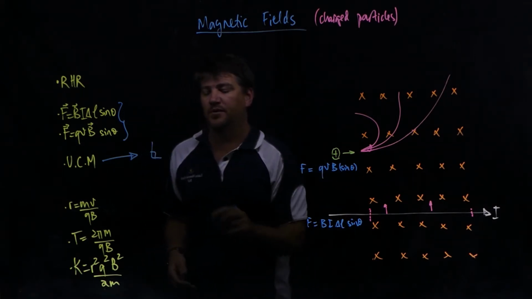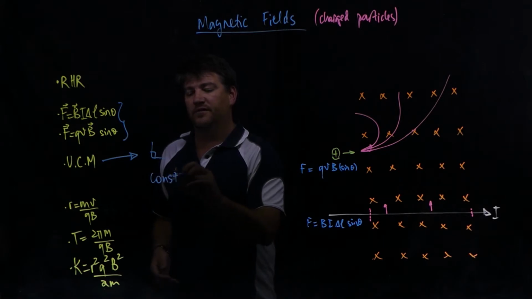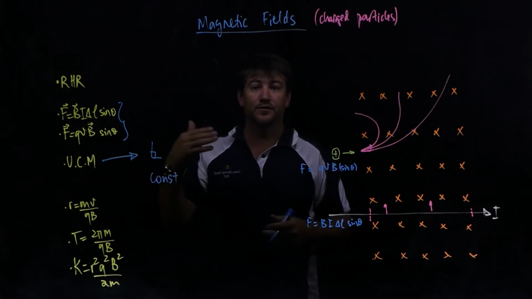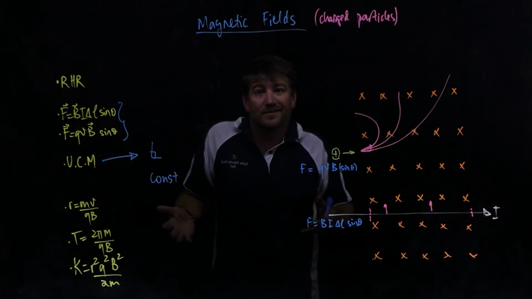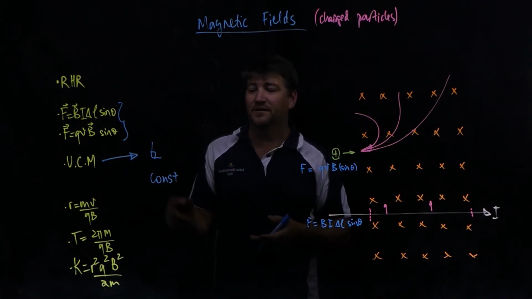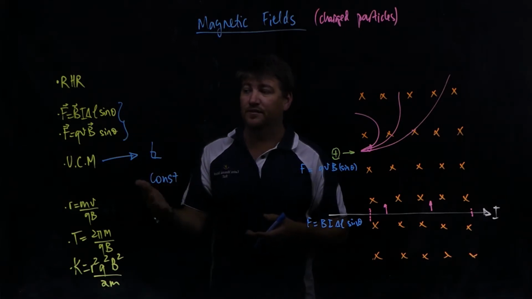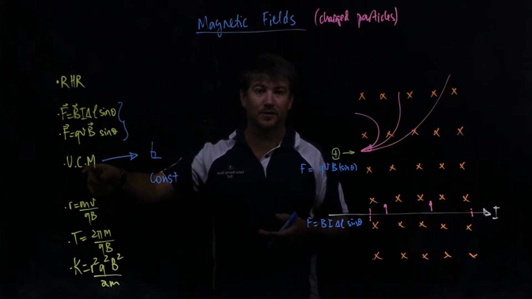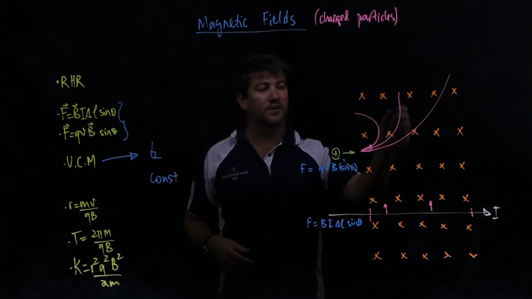So we have something that's perpendicular. We have something that is constant. A constant force perpendicular to the motion is uniform circular motion. It is a centripetal force. So if it's perpendicular and it's constant, it's a centripetal force. It causes uniform circular motion, which is why these charges go in circles.